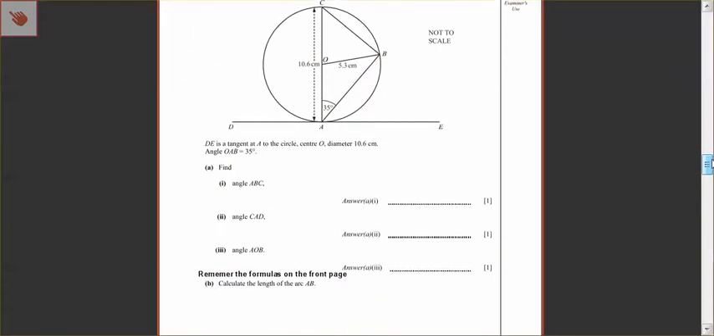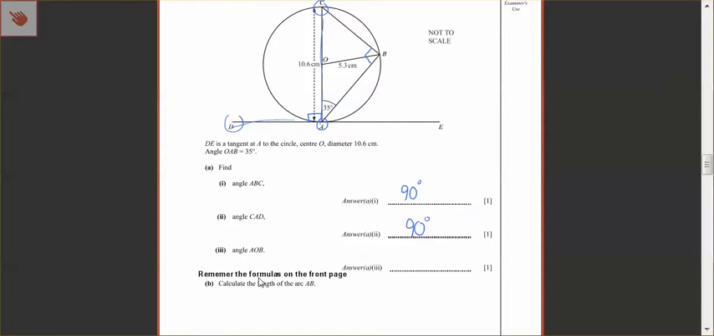Circle theorems. We did this one. Angle ABC: A, B, C. Angles in a semicircle is 90 degrees. We did that one so often. Yeah? CAD, so this is 90. C to A to D. Well, we know this and tangent, that is also 90 degrees. Not even any calculator needed yet.